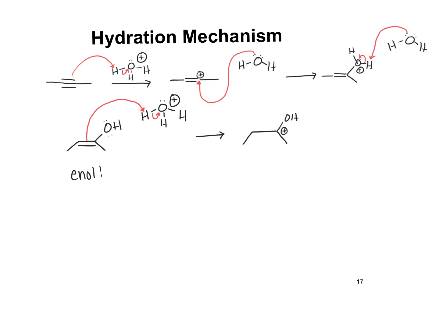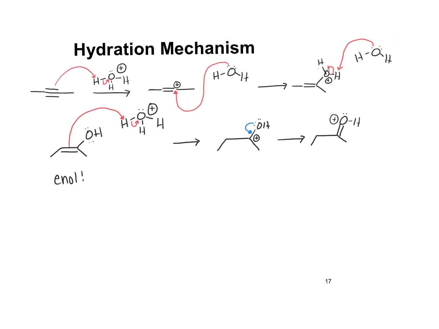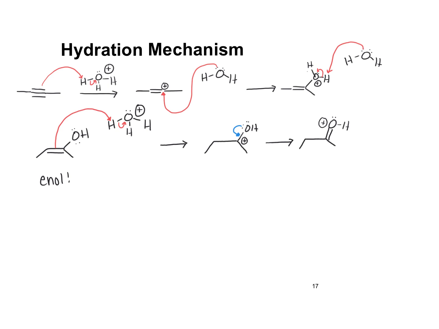All right, so we've got this guy, right? And what we're going to see here is that we've got resonance. And so these electrons are going to jump down here, okay? And when that happens, you end up with a positive charge on your oxygen. And this is where water comes in and it grabs that proton, and those electrons go there. And so now we have our happy ketone.